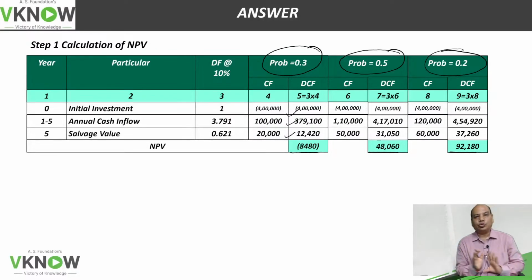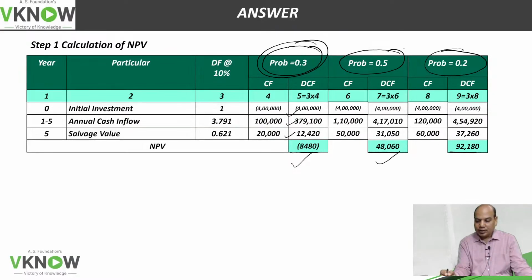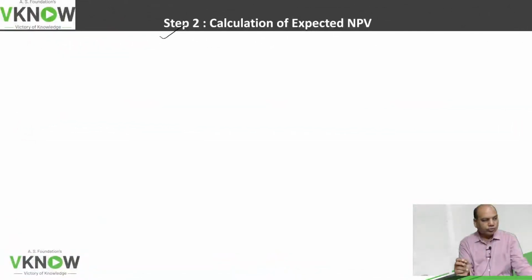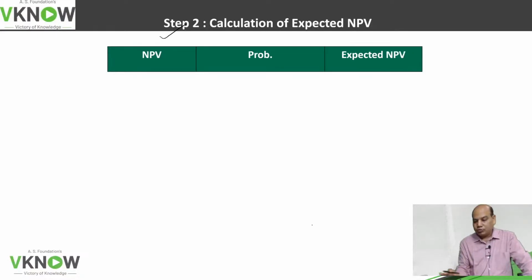0.5 and 0.2. Now if they ask you what is expected NPV of the project, this NPV multiply by 0.3 probability, this NPV 0.5 probability, this NPV 0.2 probability. So write down the answer below. Step 2, you have to write nicely. One day you have to write in the exam also same question. Then how do you present it?